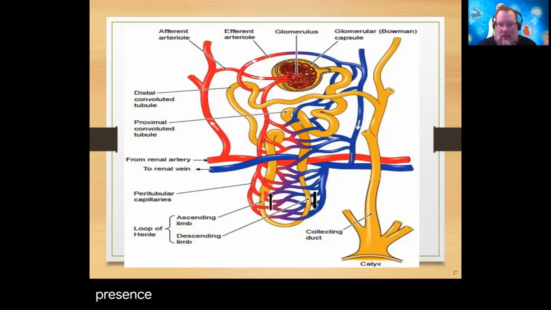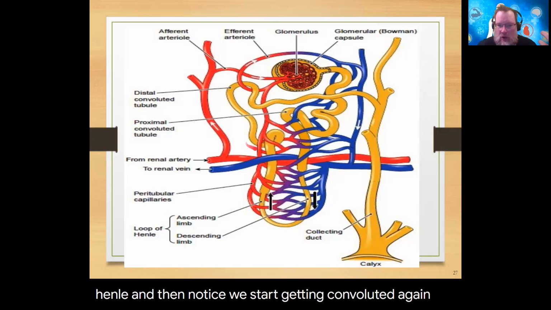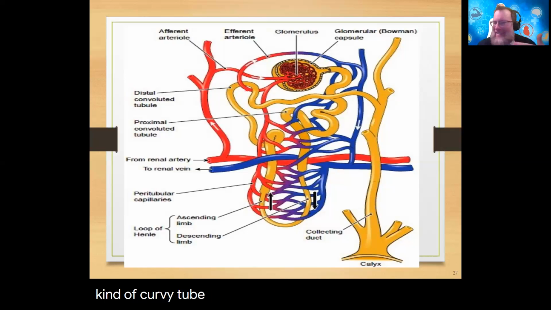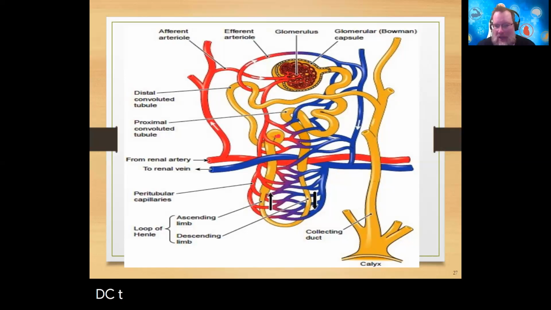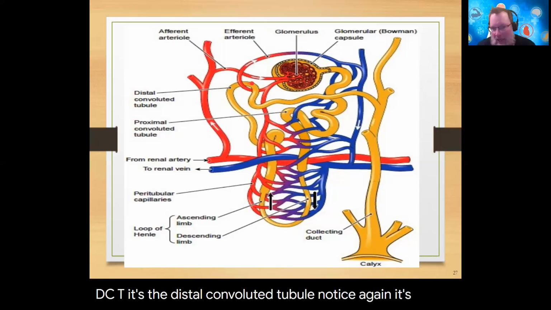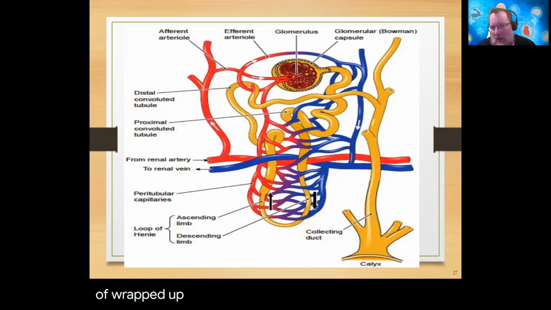Okay, and then we ascend the loop of Henle, and then notice we start getting convoluted again, kind of a curvy tube, but we're a distance from the glomerular capsule. So we call this the distal convoluted tubule, or the DCT. Notice again, it's wrapped up and part of the efferent arterial system. That plays a role here in a few minutes I'll talk about.